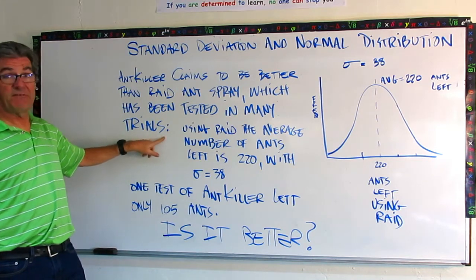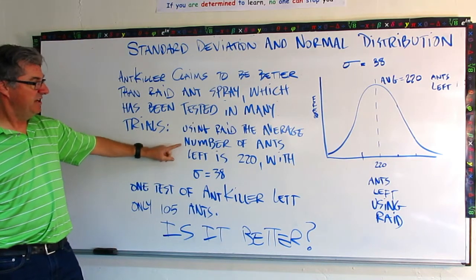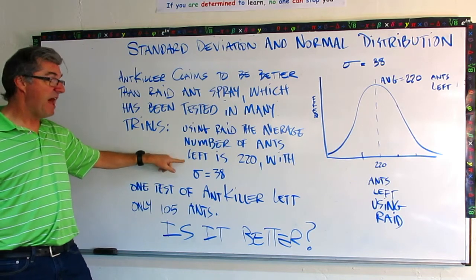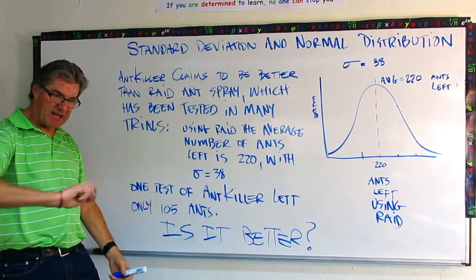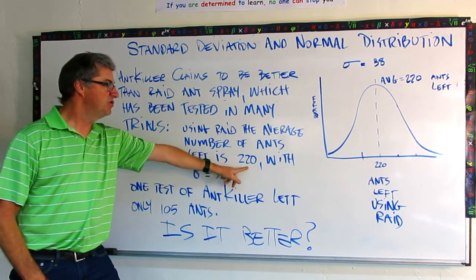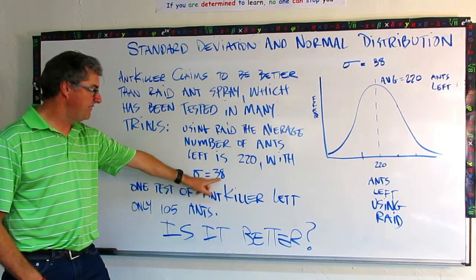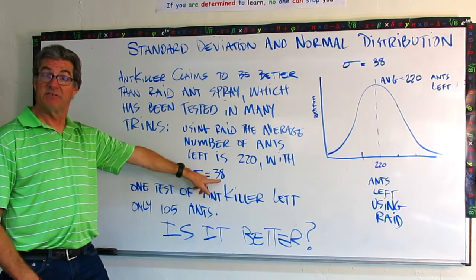So here are the data from the trials. Using Raid, the average number of ants left is 220. We're assuming that there's some big population, they sprayed it, and the average number left is 220, and they tell us the standard deviation is 38. Okay?